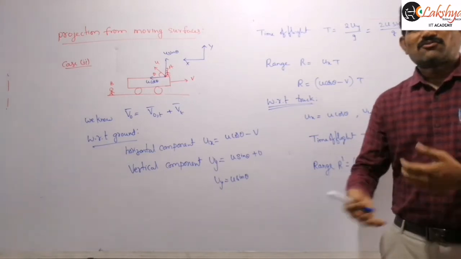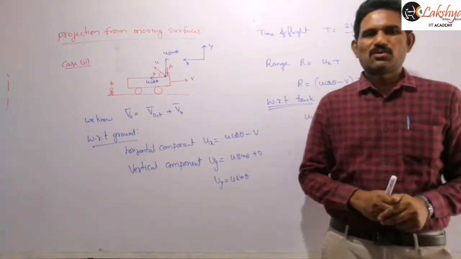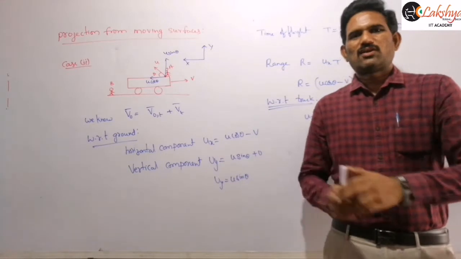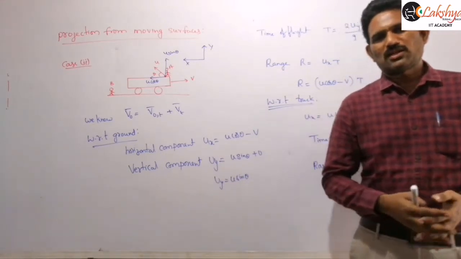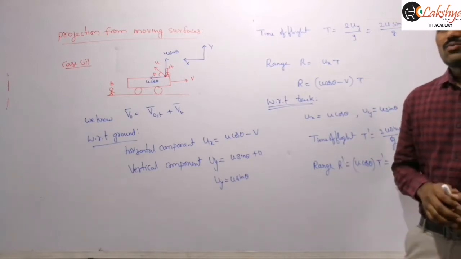But again, similar to our previous case, both are different parabolas. They appear like the path followed is a parabola only. With respect to the ground you will get one parabola, and with respect to the truck you will get another parabola, right?